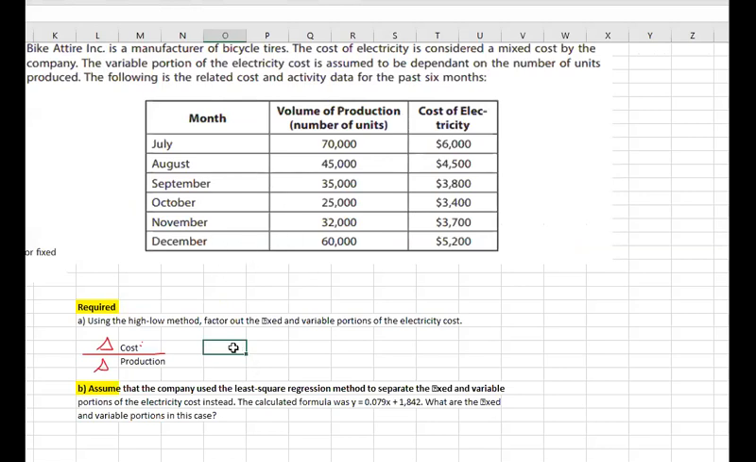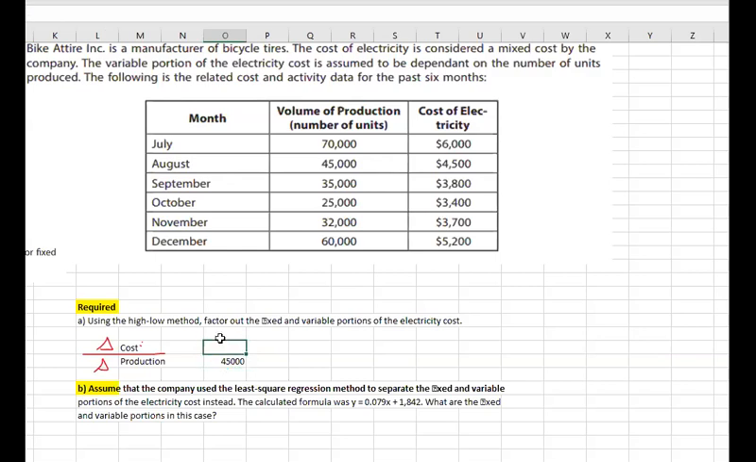So how are we going to do it? First we find the highest number of units produced, which is 70,000. From that we deduct the lowest number of units, which is 25,000, to find the change in production. That comes out to 45,000. That is the change in the production.